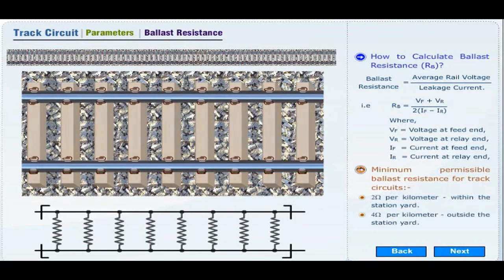How to calculate ballast resistance? Ballast resistance is equal to average rail voltage by leakage current. Minimum permissible ballast resistance for track circuits is 2 ohm per kilometer within the station yard, 4 ohm per kilometer outside the station yard.